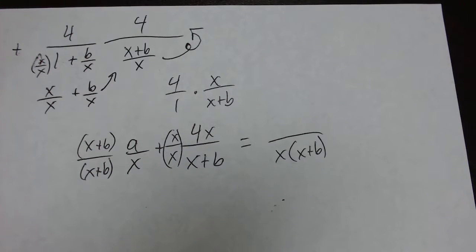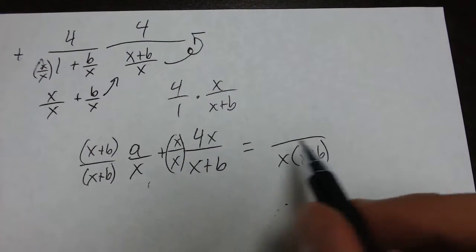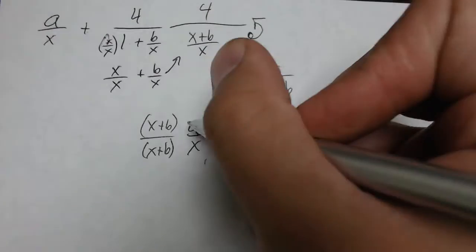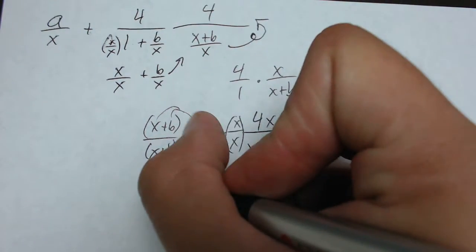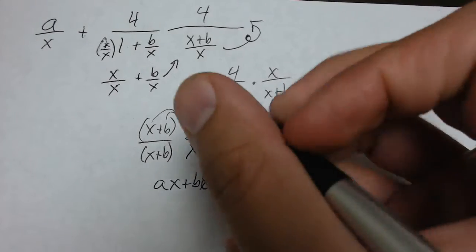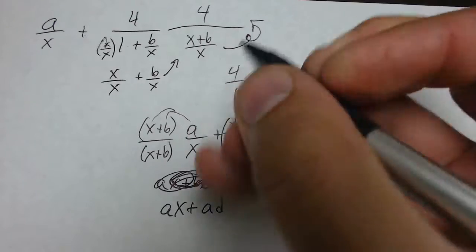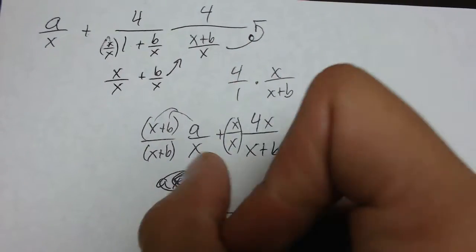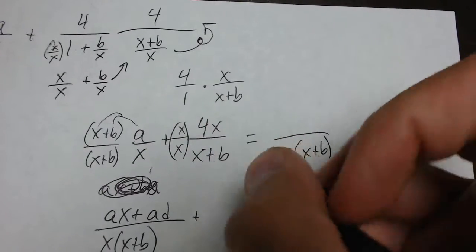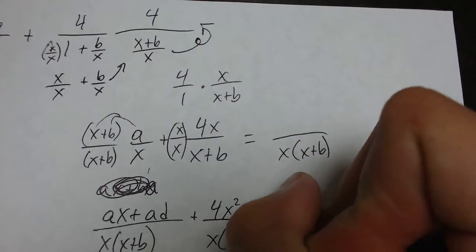Again, same thing that we did here. Once I get the common denominator, I can just write the numerator as a polynomial over the single denominator. When I multiply this one, I don't forget that I have to use the distributive property. That gives me ax plus ab when I use the distributive property here, over x times parentheses x plus b. And then that's going to be added to this, which becomes 4x squared over x parentheses x plus b.